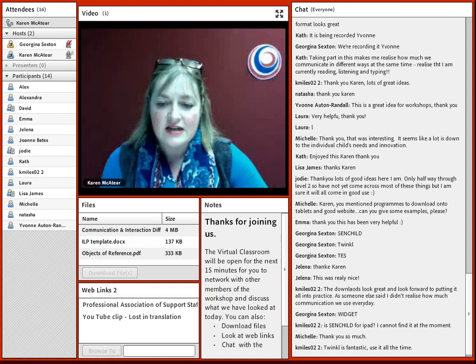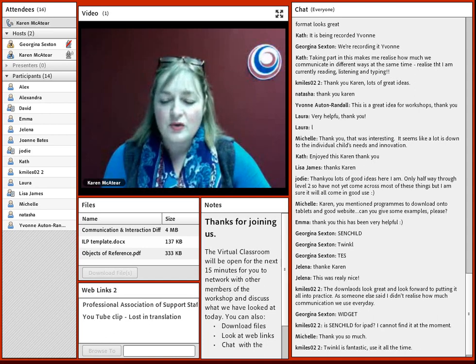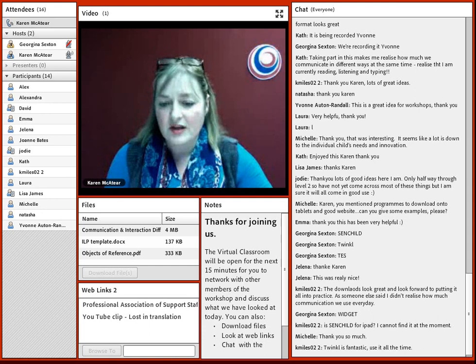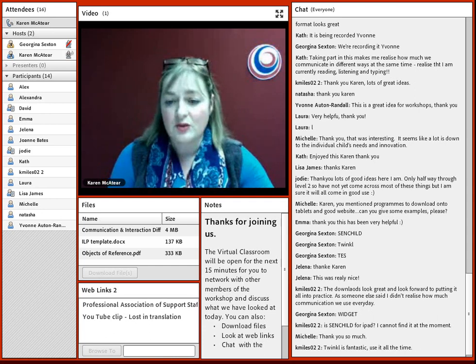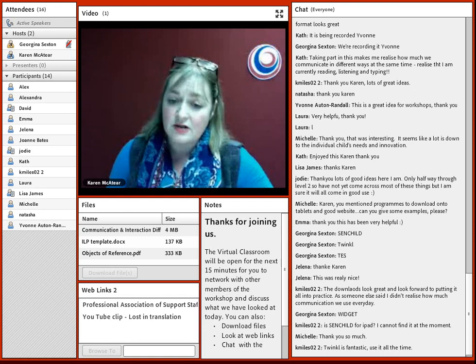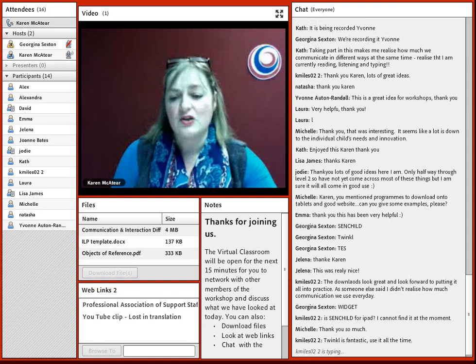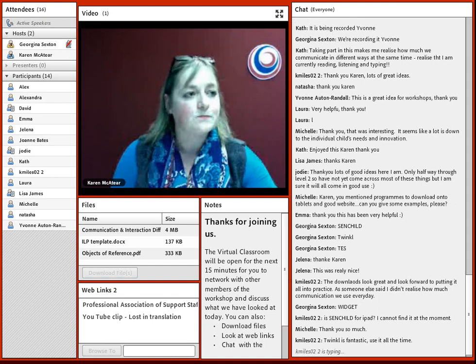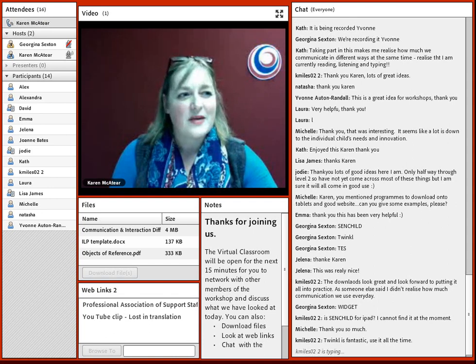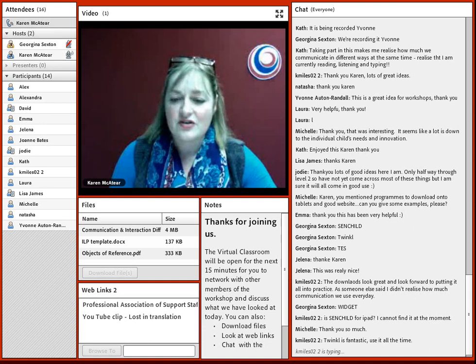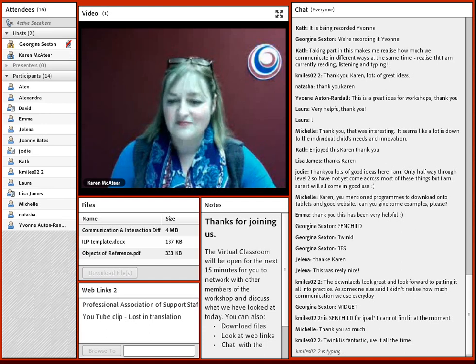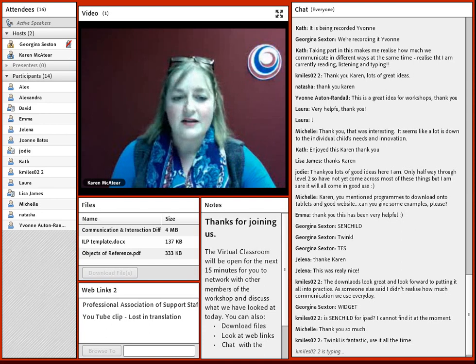K-Mouse has just asked, is SEN Child for iPad? I don't think it is. I haven't seen it on an iPad yet, but I imagine that, like most of these things, if it's not available on iPads at the moment, I imagine it soon will be. But I haven't personally seen it used on an iPad yet. I've only seen it used on mainframe computers. Not off the top of my head. I'm just being asked, do I know the website for SEN Child, but I can't remember it, I'm sorry. If it comes back to me, I'll email it to Georgina and she can add it onto this list.